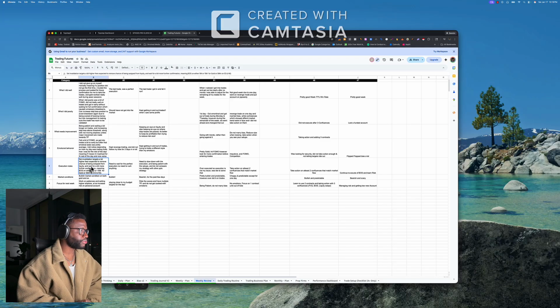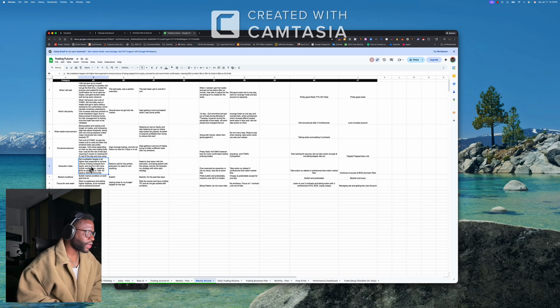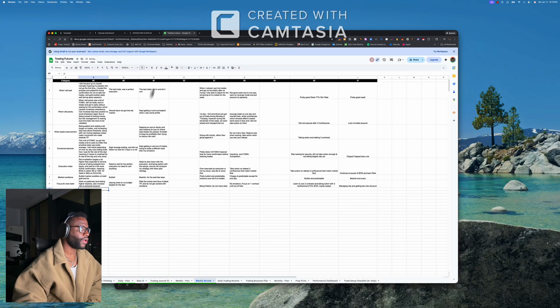On market condition: bullish. The market condition on both ES and gold has been bullish for the last 3 days, so it's good there. Focus on next week: work on patience and setting higher stop losses, and also increase risk on personal account. Once again, just take a little bit more risk. And I got this.